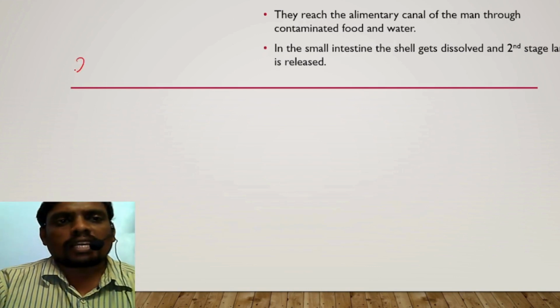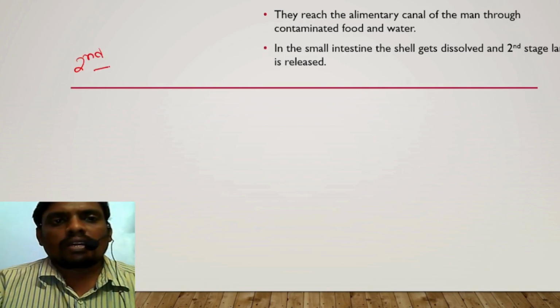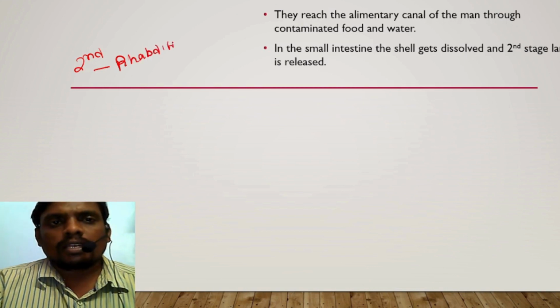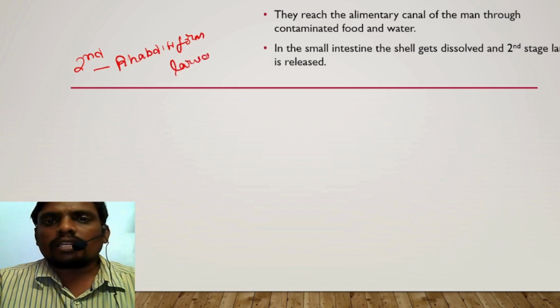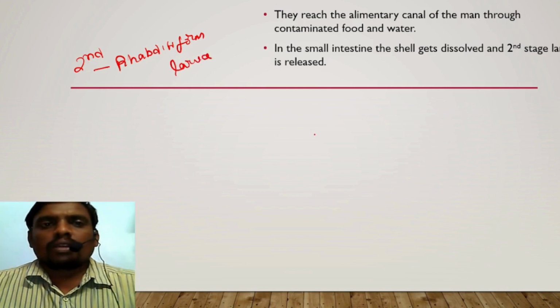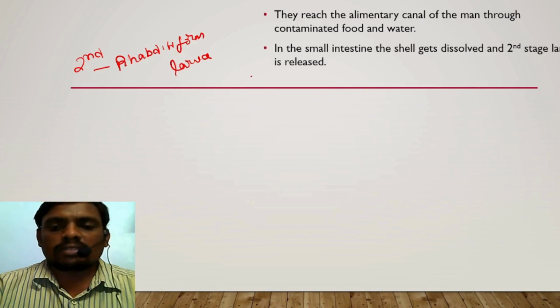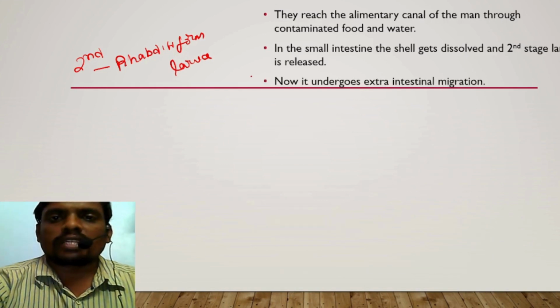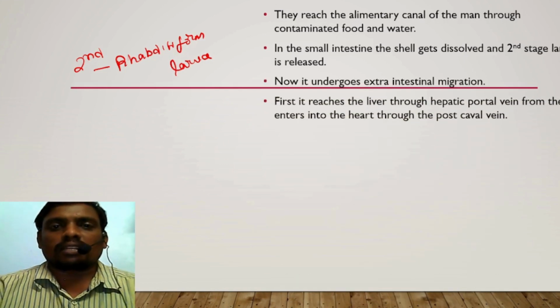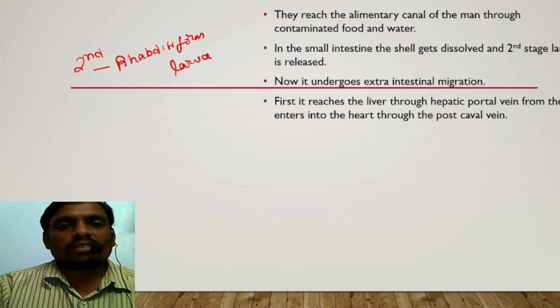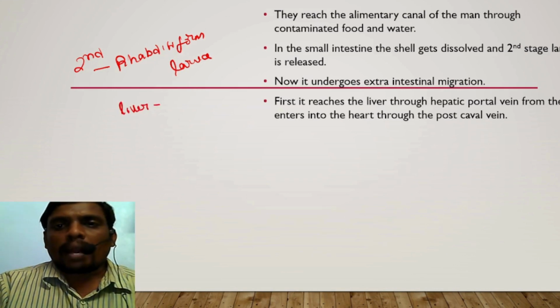The second stage rhabditiform larva is also a highly infective stage to man. In the small intestine, the shell gets dissolved and the second stage larva is released. Now it undergoes extraintestinal migration. First it reaches the liver through the hepatic portal vein.